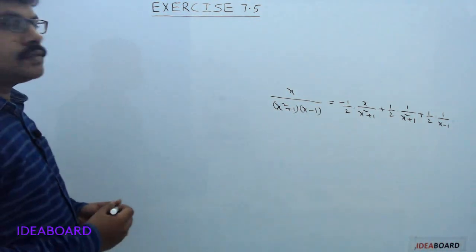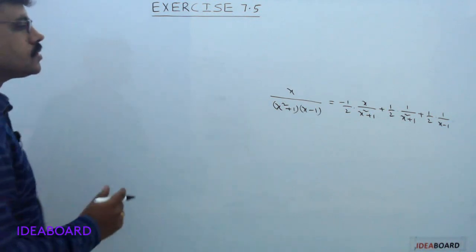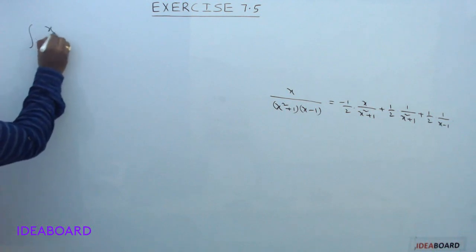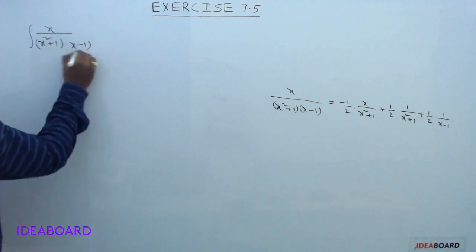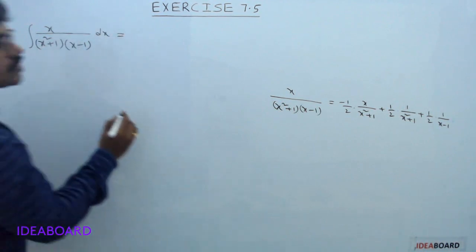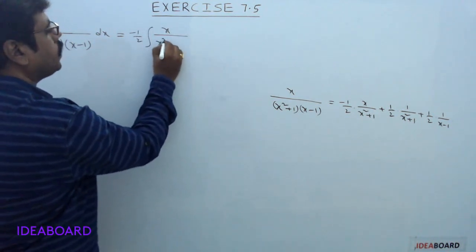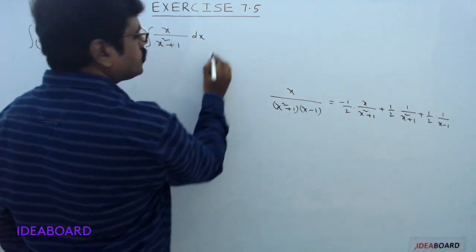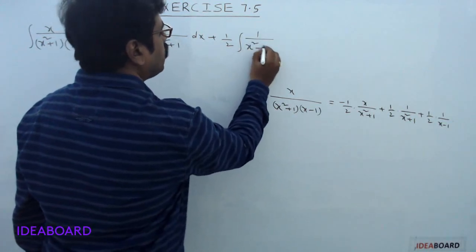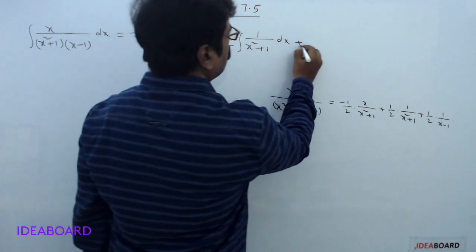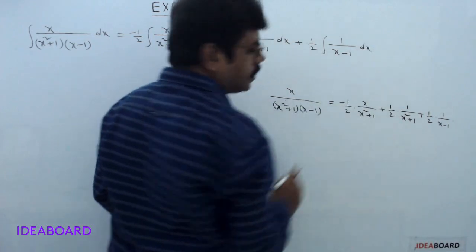Now see the continuation. Integrate this equation on both sides with respect to x, that is integral x divided by (x square plus 1)(x minus 1) dx equals minus 1 by 2 into integral x divided by x square plus 1 dx, plus 1 by 2 into integral 1 divided by x square plus 1 dx, plus 1 by 2 into integral 1 divided by x minus 1 dx.